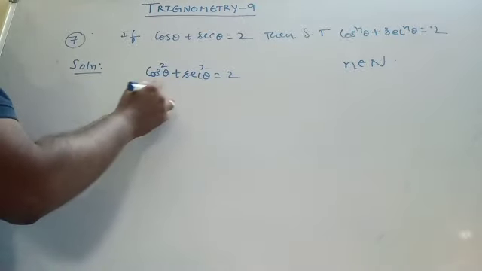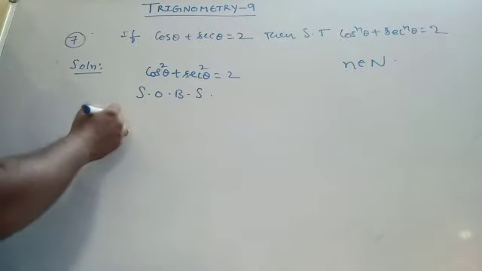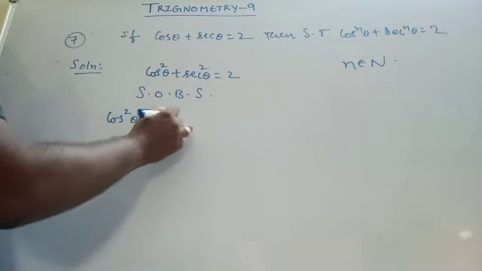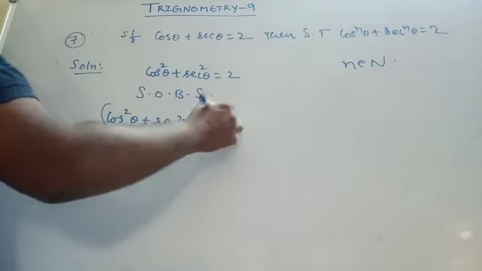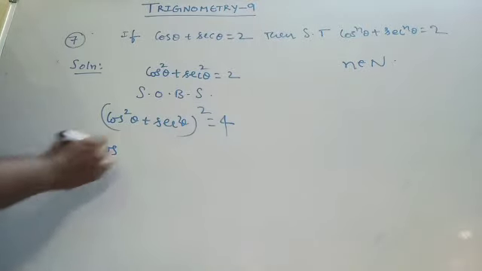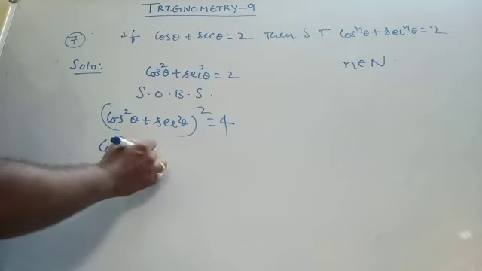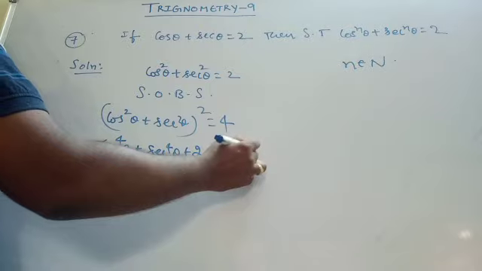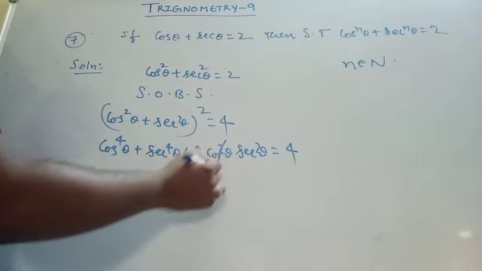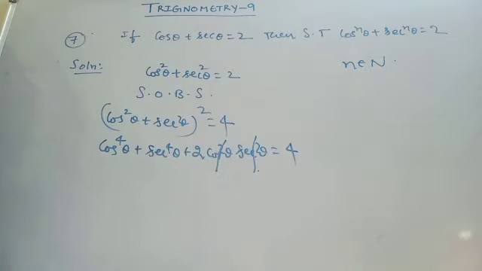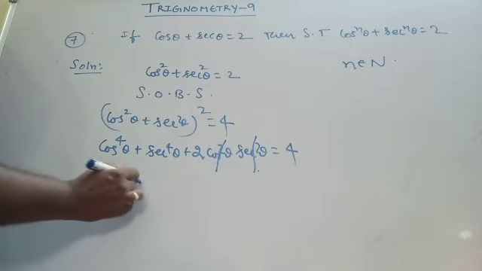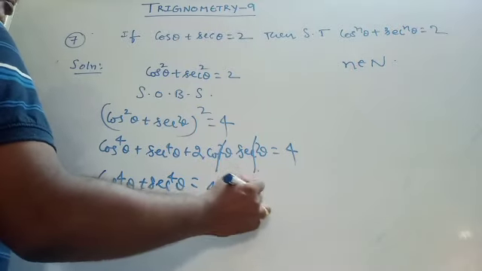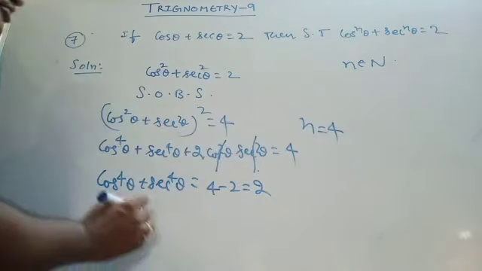Now once again squaring on both sides, we get cos square theta plus secant square theta whole square is equal to 4. Now this becomes cos power 4 theta plus secant power 4 theta plus 2 into cos square theta into secant square theta equal to 4. The cos square theta and secant square theta cancel each other. So cos power 4 theta plus secant power 4 theta is 4 minus 2, that is 2. That means for n equal to 4 also you have this result.